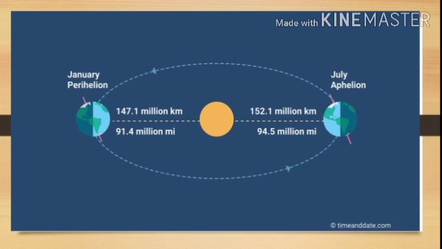So this diagram will make you clear the distance between the sun and the earth. We can see the distance in January is 147 million kilometers and the distance in July, that is aphelion, is 152 million kilometers.